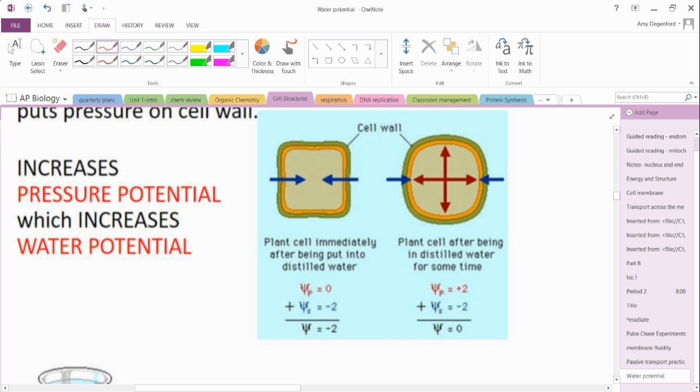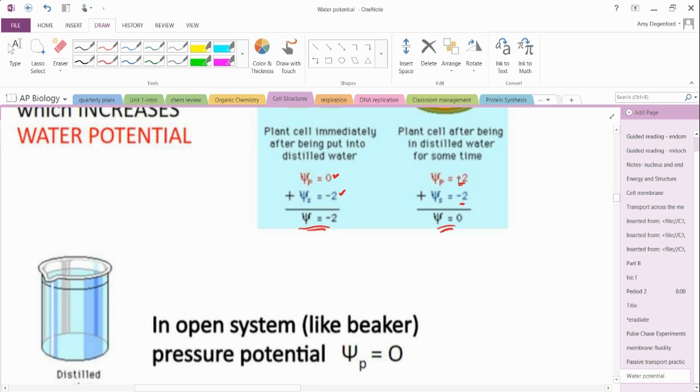So let's take a look at this. If you just put a cell into distilled water, right at the moment that you put it in, the pressure potential might be 0, and the solute potential, because there are solutes, is going to be negative. Just for the sake of argument, -2. So the water potential is -2, and this is distilled water, so water is going to move in. But after it absorbs water, there's a lot of water coming in and the water starts pressing back. In this case, the pressure potential is +2, and the solute potential is -2. So at this point the water potential has gone up, and water does not tend to want to come in.